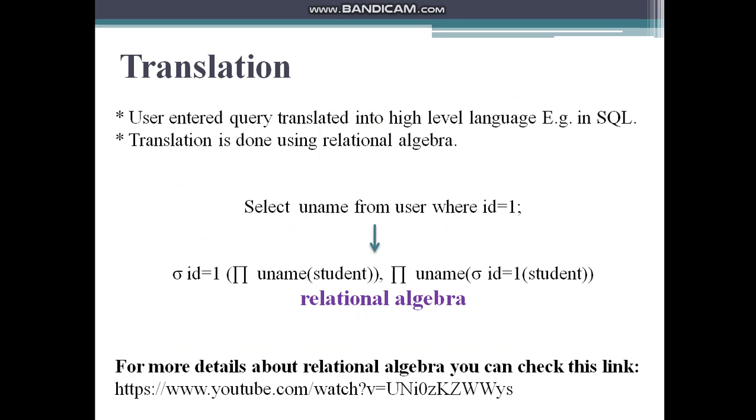So this is a query: select uname from user where id equal to 1. This query can be written in relational algebra in two ways. So here you can see how I'm writing this query in relational algebra.